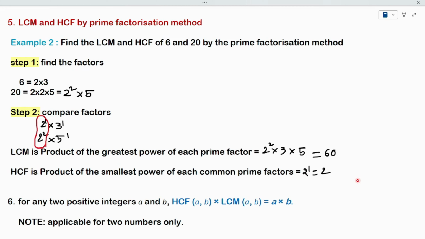In this manner, we need to find the LCM and HCF by the prime factorization method. For any two positive integers A and B, HCF of A and B into LCM of A and B will become A into B.